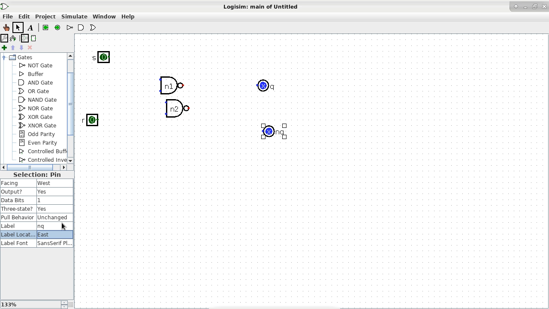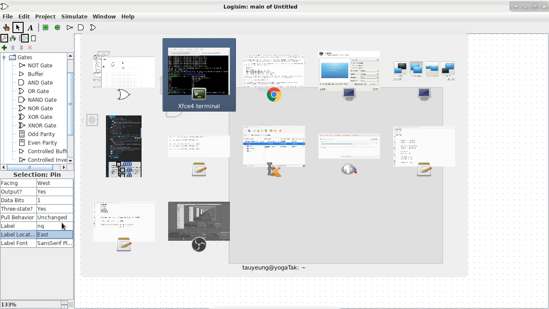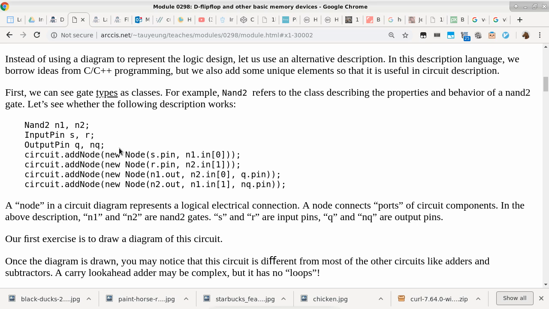So with all the ingredients already done, we go back to the browser, and then we have four nodes. In other words, there are distinctly four electrical connections. One electrical connection goes from the S pin to the first input pin of N1, the NAND gate. Okay, so that's pretty easy.